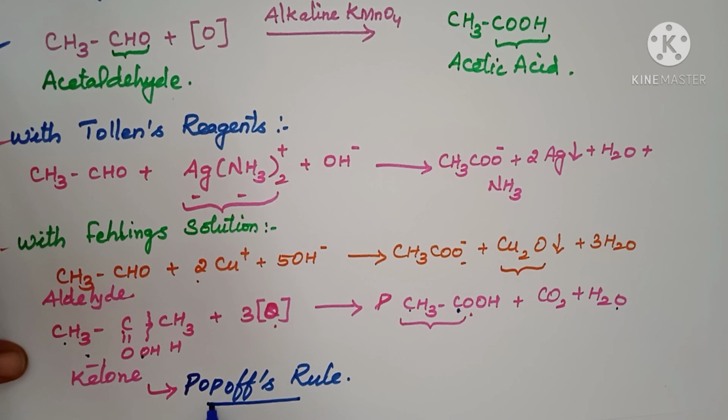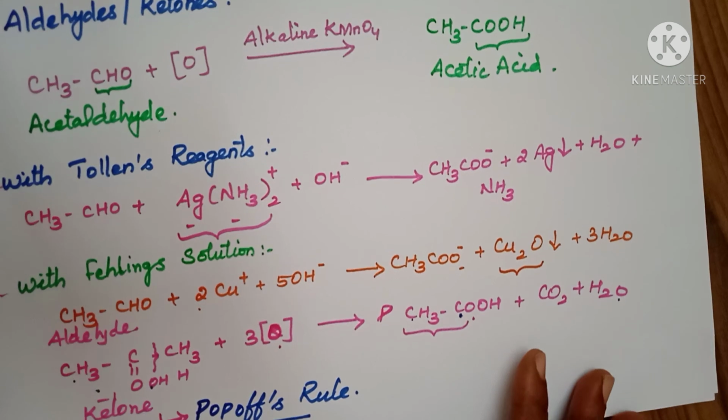So what is the name of this? Popoff's rule. Popoff's rule means that a ketone with more carbons is oxidized and gives an acid with fewer carbons. So a ketone changes to an acid during the oxidation process. That is common, but the difference is the more and lesser number of carbons. So the ketone is oxidized and we get a product acid with a lesser number of carbons. Okay, you got it.